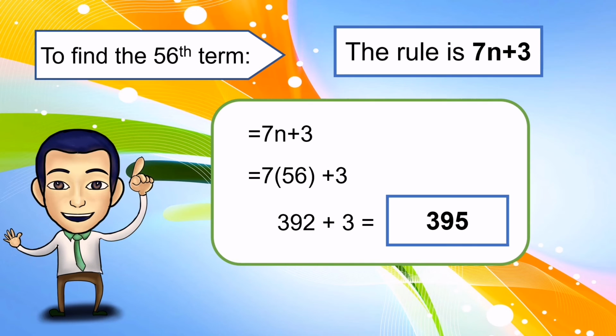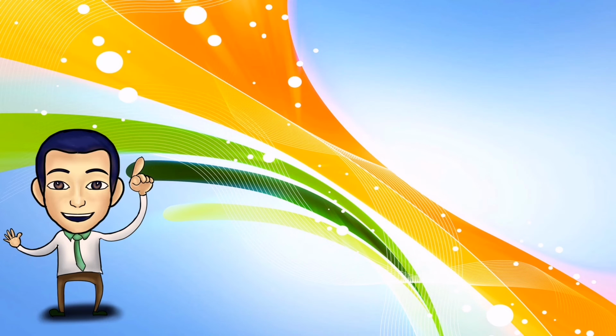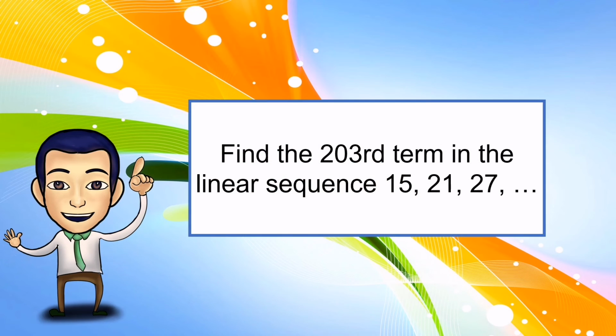Okay, let's proceed to our last example. Find the 203rd term in the linear sequence 15, 21, 27. Can you give me the common difference? That's right, the answer is 6. 21 minus 15 is equal to 6, and 27 minus 21 is equal to 6.